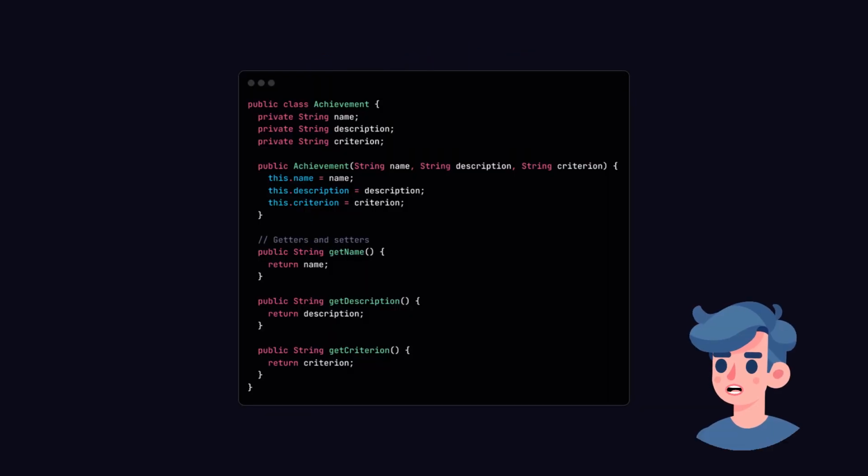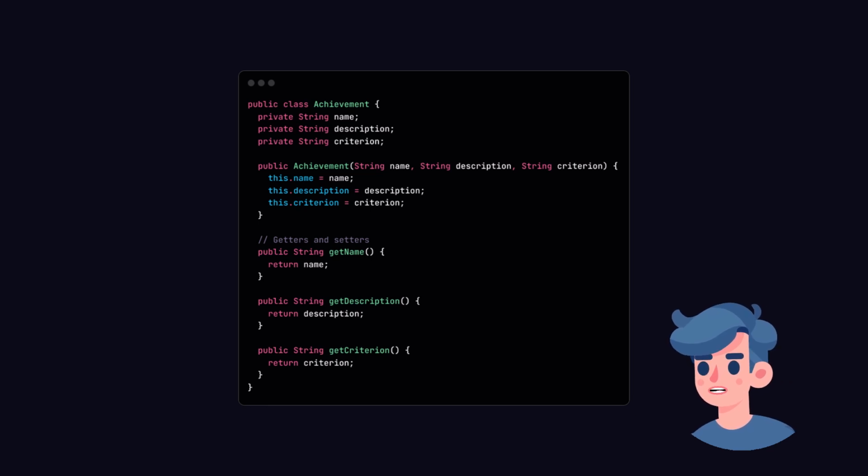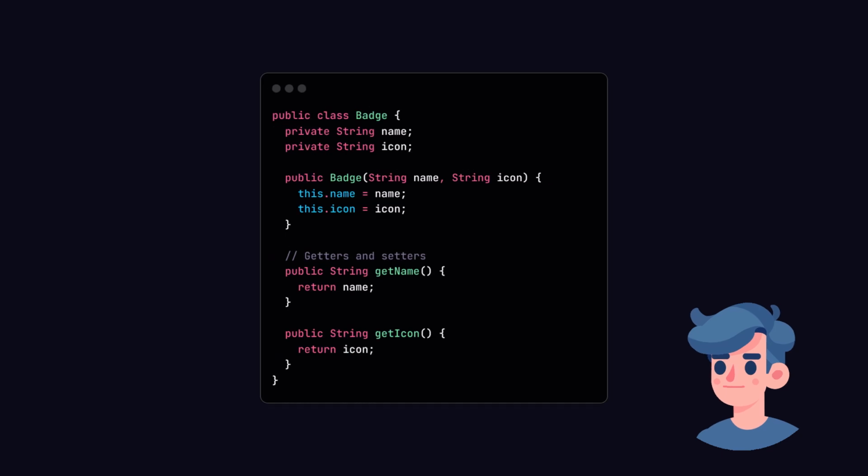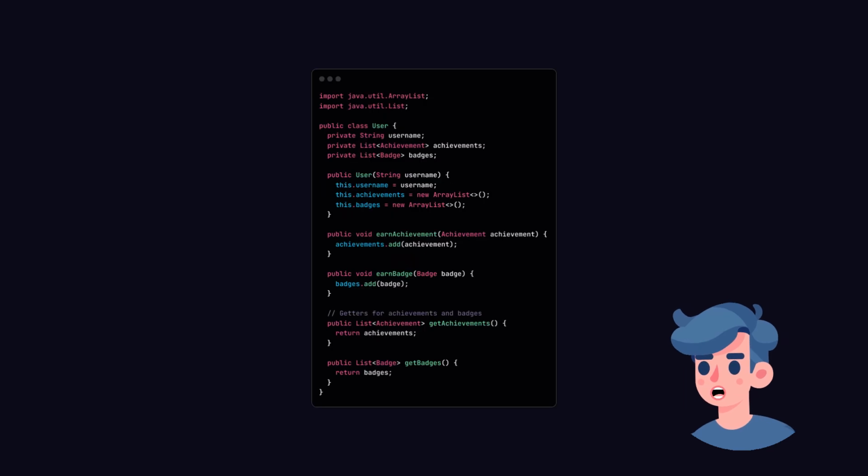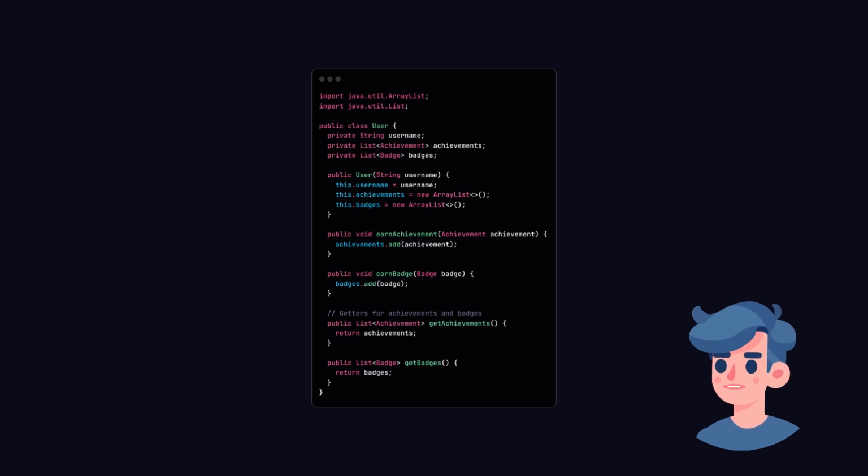Let's begin by designing our classes. We'll create an achievement class to represent each achievement, including properties such as the name of the achievement, a description, and a criterion for completion. Next, let's implement the badge class, which will represent the badge that corresponds to the achievement. Now that we have our achievement and badge classes defined, let's create a user class that will keep track of the user's achievements and earned badges.